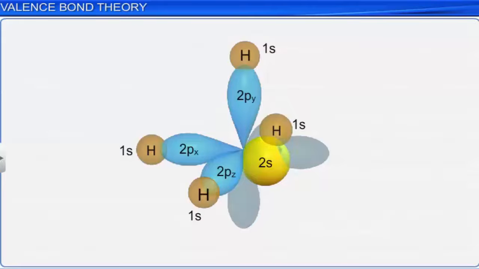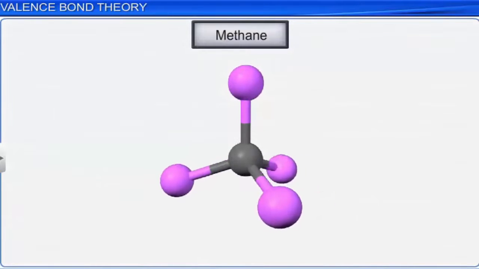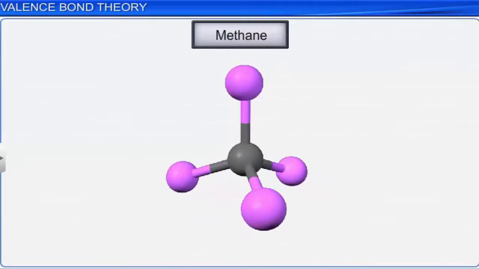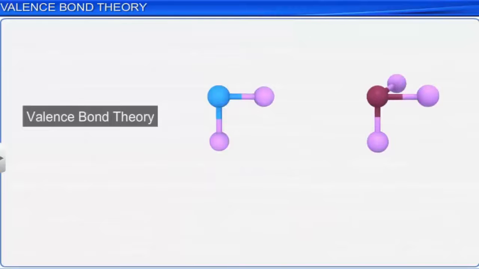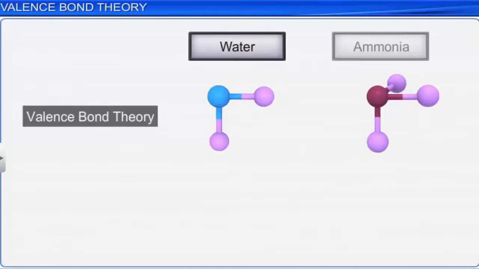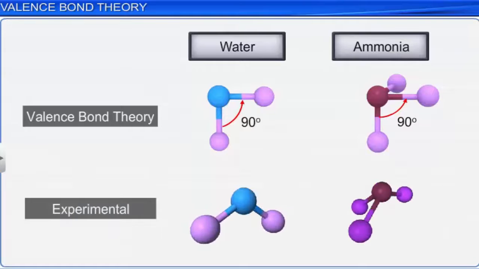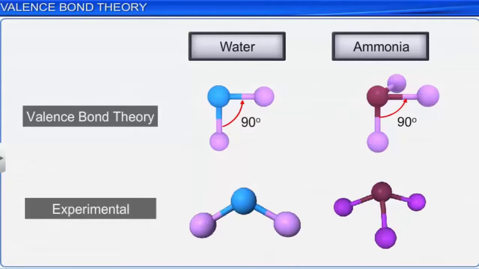This means that all the four C-H bonds in methane are not identical. But experimentally it is observed that all the four bonds are exactly identical in all aspects and are oriented at a bond angle of 109.5 degrees. Similarly, valence bond theory cannot account for the correct bond angles in water and ammonia. While valence bond theory predicts a bond angle of 90 degrees in them, the experimental result suggests bond angles of 104.5 degrees and 107 degrees respectively.